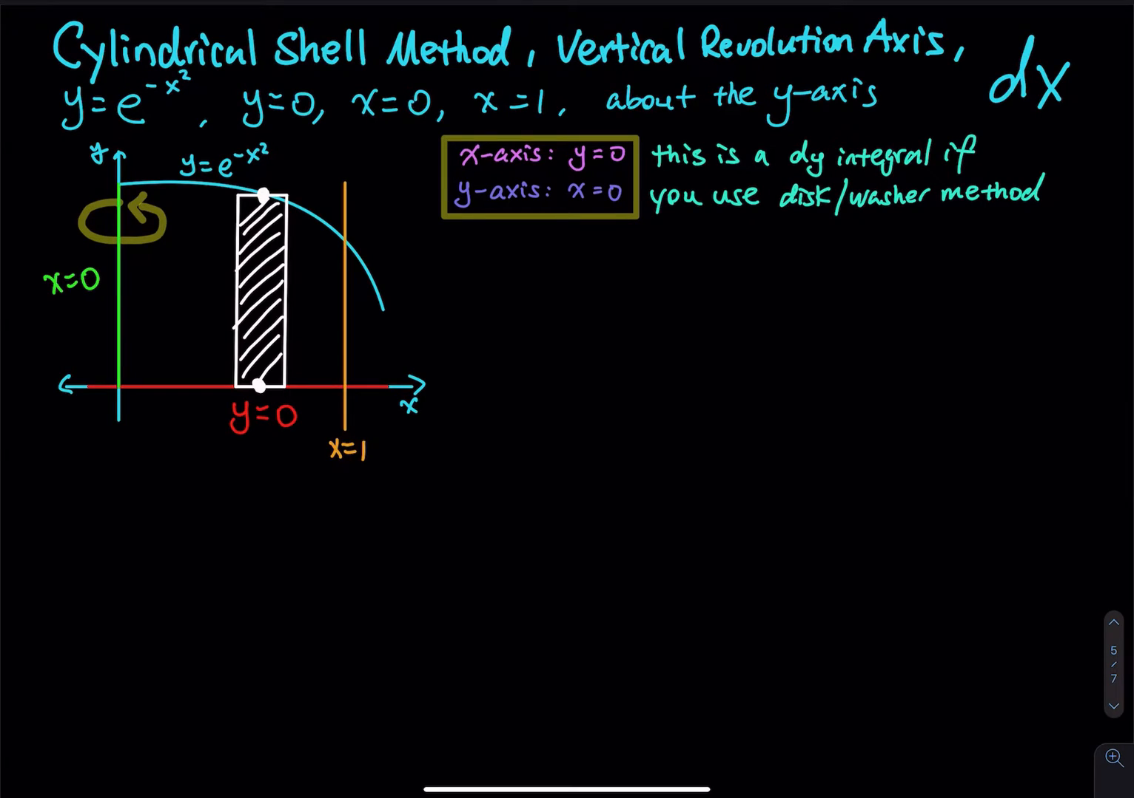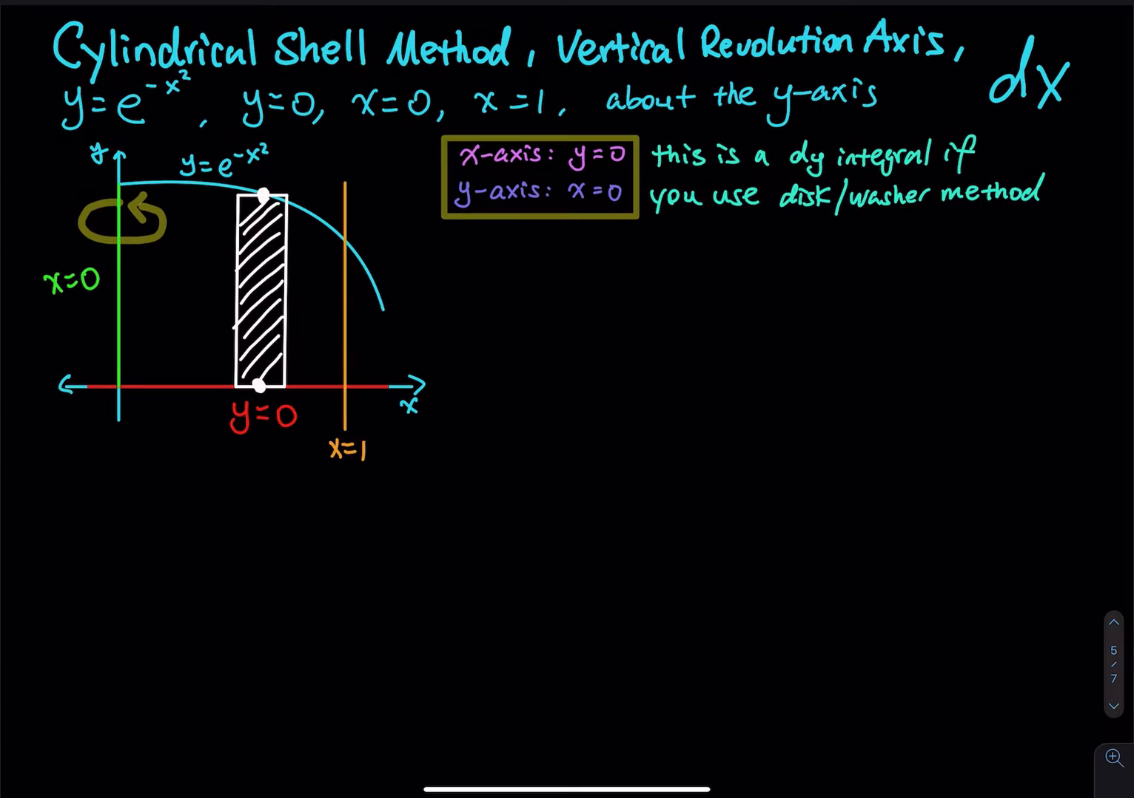Here is another cylindrical shell method problem. So the revolution axis, this one I put on the y-axis. Since the y-axis is a vertical line, a vertical revolution axis, the integral is a dx integral. So we have an area bounded by this function.